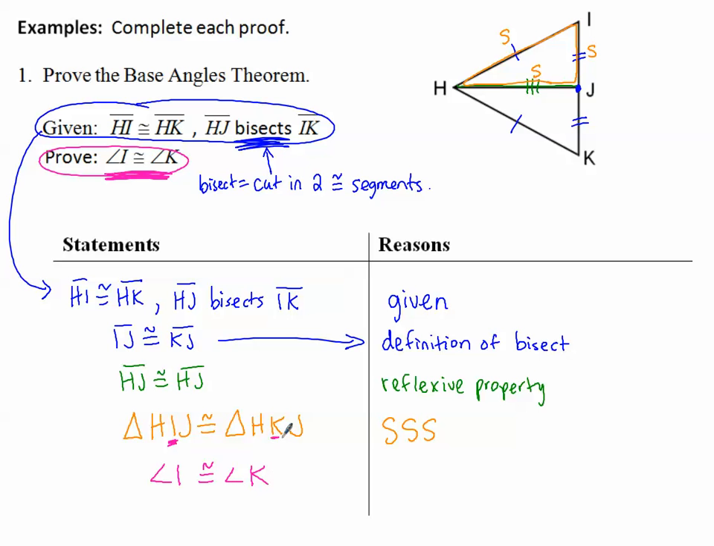See how they're in corresponding positions? So we're going to say corresponding parts of congruent triangles are congruent, or CPCTC for short, as long as you know what it means. Now I want you to notice this comes after saying triangles are congruent, always after one of our congruence theorems.